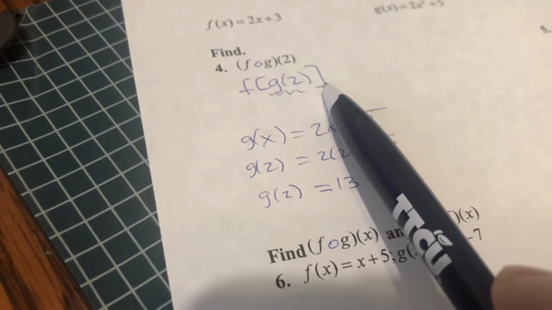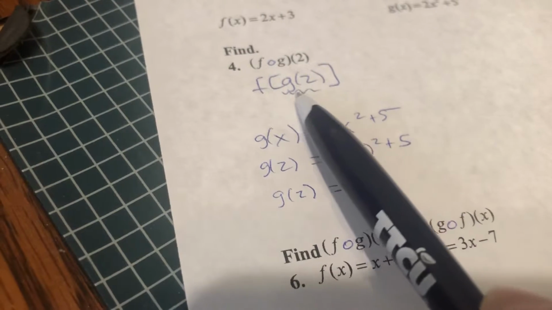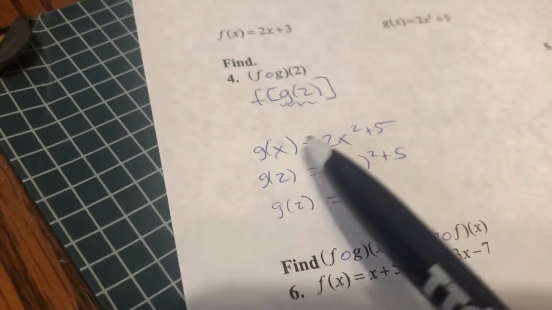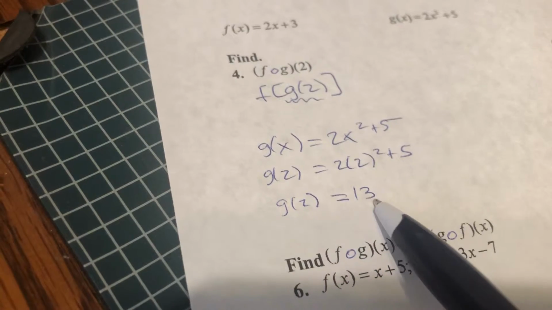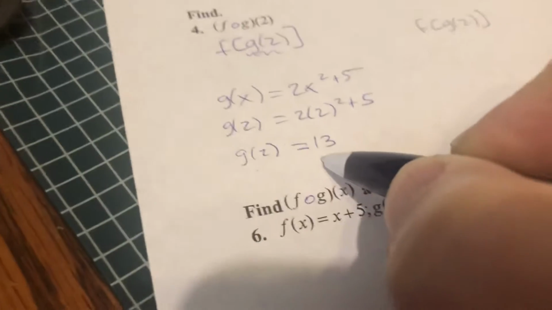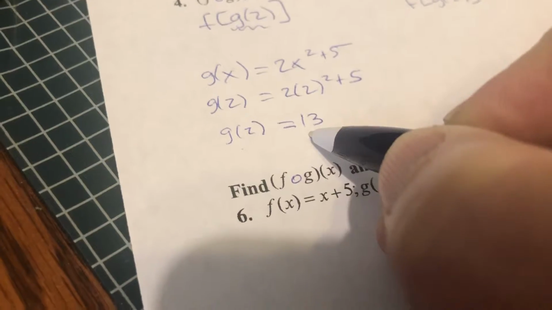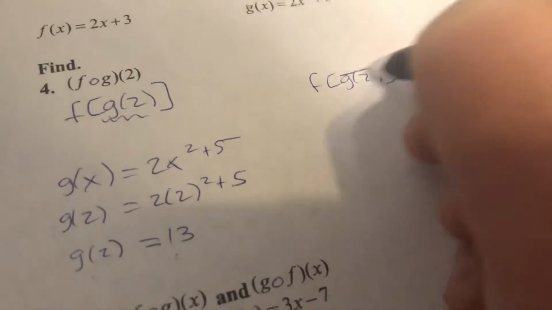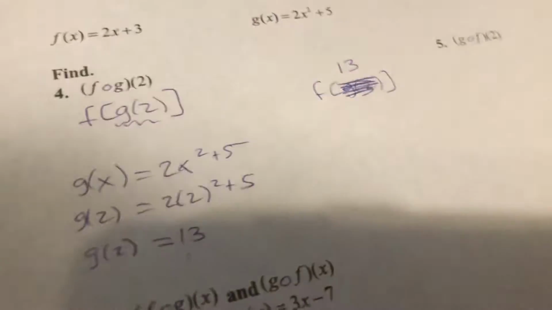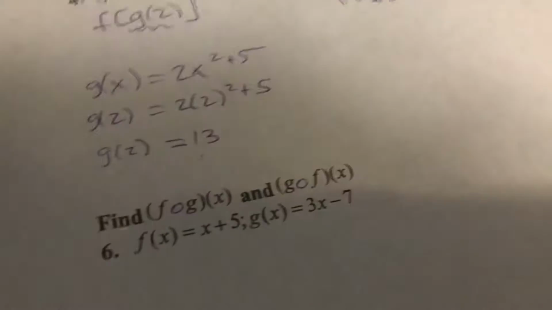The reason why I like this way better is because you know that we do inside parentheses first. So the first thing we're going to do is find g of 2. So there's g of x. I did my work and I found g of 2 is 13. So here's the key step. f of g of 2, but I know that g of 2 is 13. So in the place of g of 2, I can put 13. I'm going to scratch out g of 2 and put 13. So now the problem tells me to find f of 13.